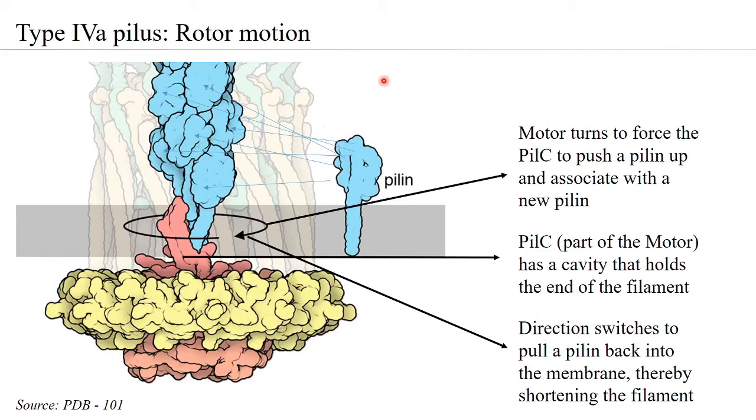Why does that happen? Because of the motor. When it moves in one direction, the pilus is getting extended, but when it moves in the other direction, the pilus is getting retracted. So therefore, there is a motility of extension and retraction that the pilus can carry out.